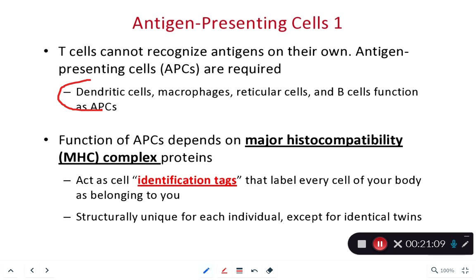Just because we're humans and have very similar genomes doesn't mean we have the same identification tags on the surface of our cells. When we look at these MHCs, practically speaking, these are very important for donations. When we do tissue donations from a donor to a recipient, we need to match up as many MHCs as possible.